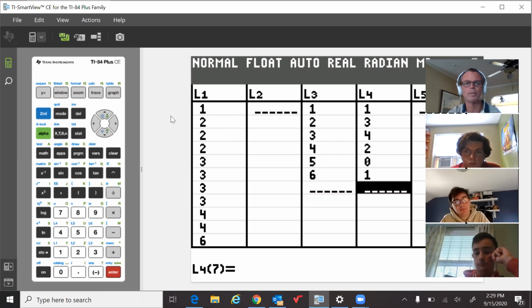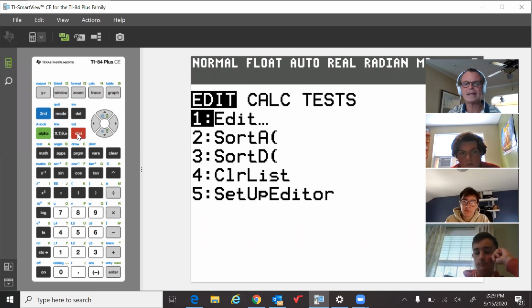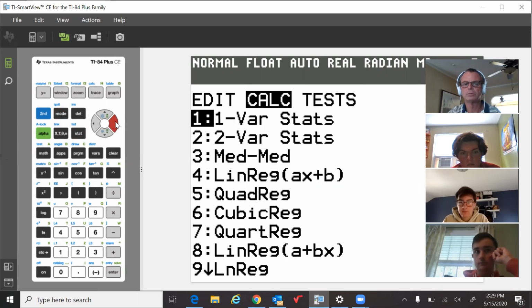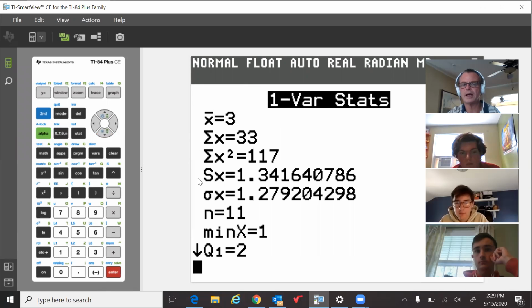So I've got this in list 1. Now I'm going to go here. We're going to start at the end. Second quit. Stat, calc, 1 variable statistics. I have it in list 1, so I push calculate, and it gives me all this data.